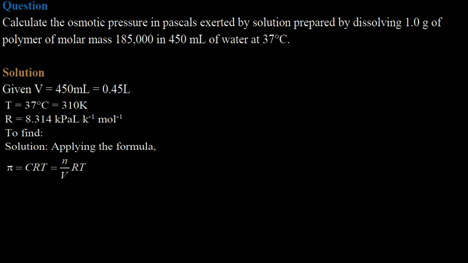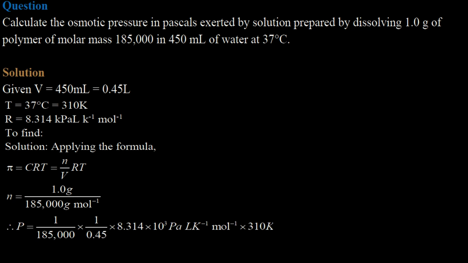Applying the formula, pi is equal to CRT, that is equal to n by V RT, that is, concentration is the number of moles divided by the volume. n is given: the mass of the polymer is 1 gram. So the number of moles is equal to mass by molar mass. The mass is given in the question as 1 and the molar mass is given as 185,000. So you get the number of moles.